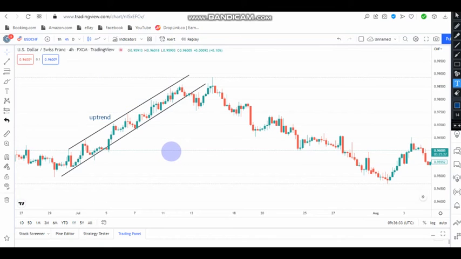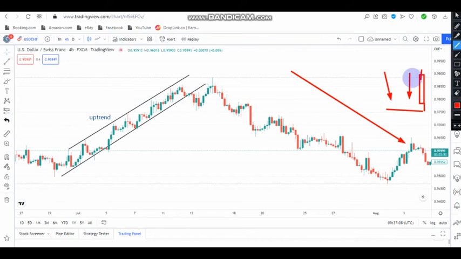Good. Now for a downtrend, they say the price is going downward, forming lower highs and lower lows. Lower highs and lower lows. Guys, remember, lower highs and lower lows. This is your candlestick.